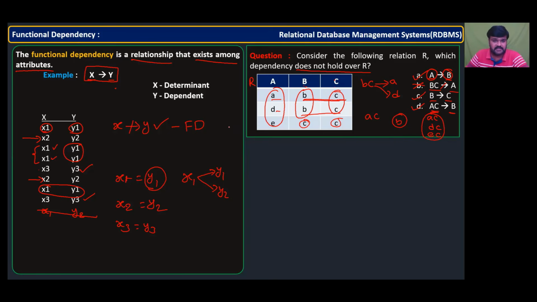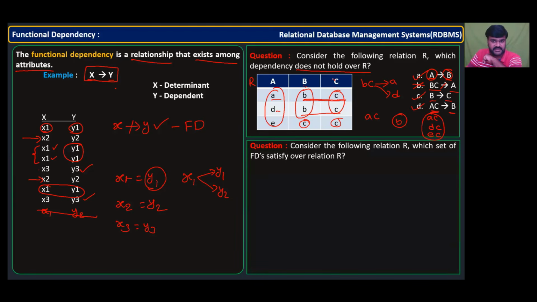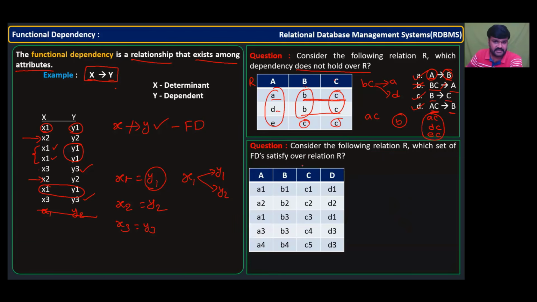And let us get familiar with this concept of functional dependency. X derives Y. What does it mean actually? Now let us go for the next one. One more thing, let us practice so that things become more perfect. Consider the following relation R. Which set of FDs is satisfied over relation R? This is the table given, and these four options are given. Here, instead of one functional dependency, each option has more than one FD. So if all FDs are satisfied, then that is the answer. So let us simply check.